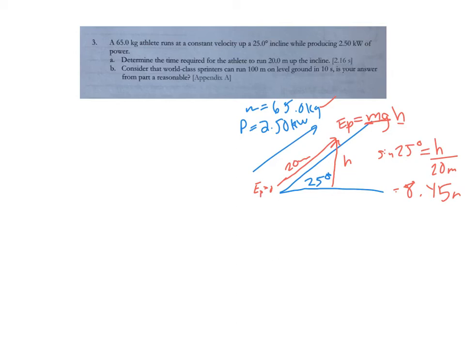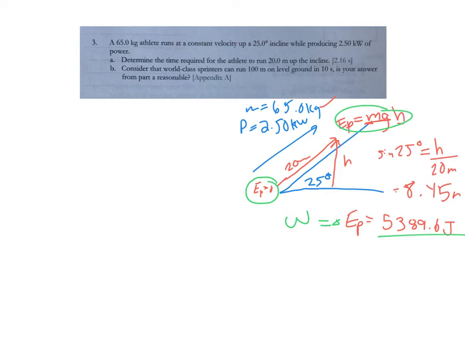So the potential energy at that point is 8.45, I still have all those digits, times 65 times 9.81, which is 5,389.6 joules. I'm keeping all those digits. So that's the potential energy. Now, if you think about potential energy and how it's changing, potential energy is 0, and now we have potential energy. So there's work that's been done. And that work is equal to the change in potential energy, which is that amount.